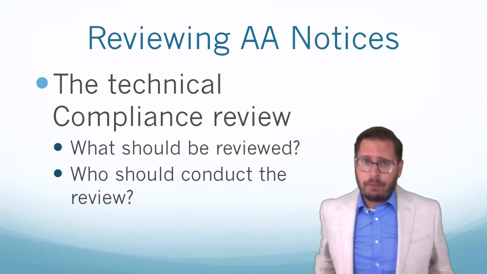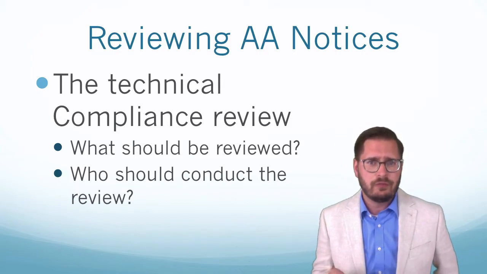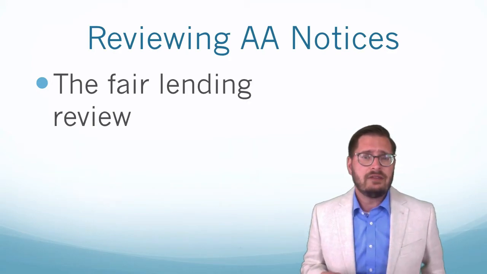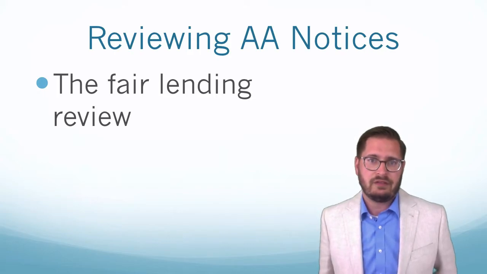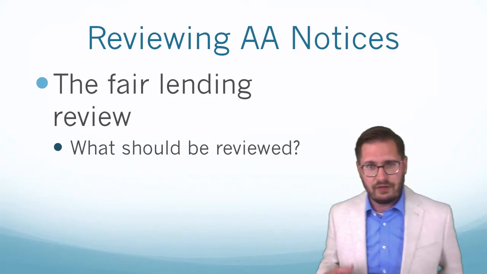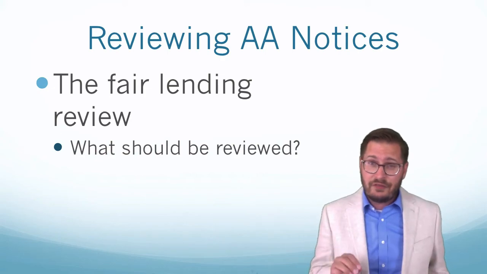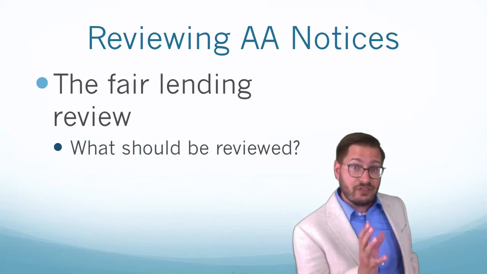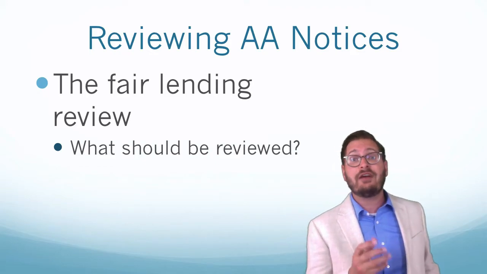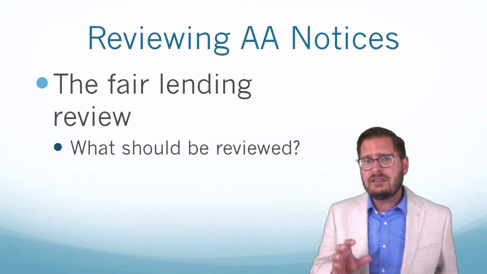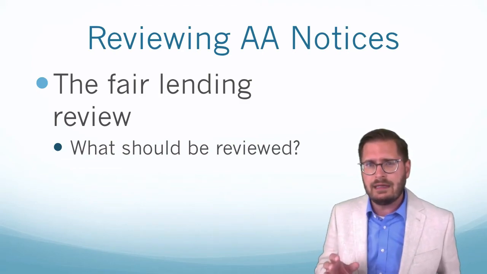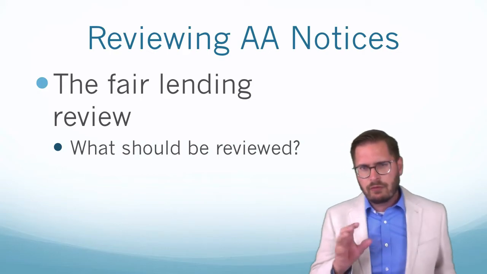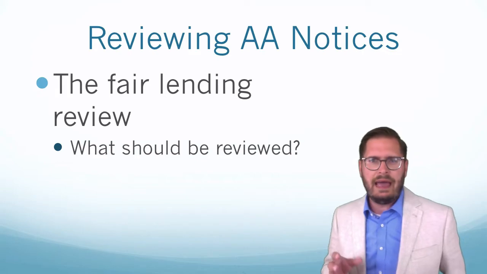Now, in my opinion, the problem with that is that's only one of two reasons why you would conduct an adverse action review. The second reason is for fair lending purposes. And what should be reviewed during a fair lending review is actually different than what you would do during a technical review. During a technical review, you're looking at, was the form completed properly? But during a fair lending review, what you're checking is to see if the loan could have been made another way. Basically, the loan was denied by Bob, but if Randy had done the loan, would it have been approved?